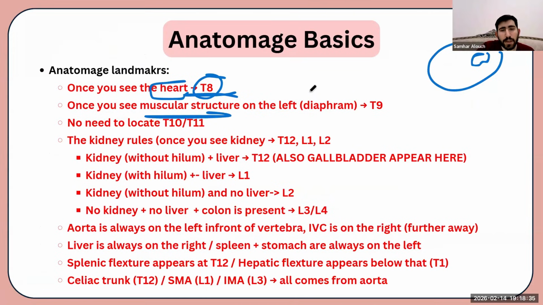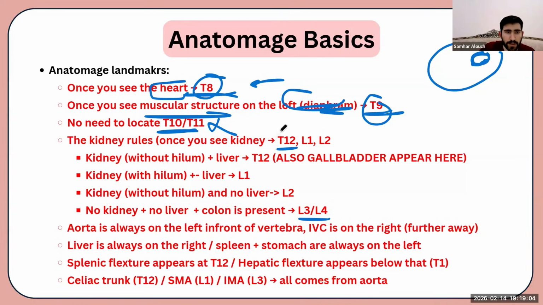Once you see a muscular structure on the left, like a big muscular structure, that's the diaphragm, okay? Because it's the only fully muscular structure on the left side in this region. That's the diaphragm, and that's T9. So if you see the heart, that's T8. If you see a big muscular structure, that's T9, okay? There is no need to locate T10 or T11. That's not usually asked, and there is no specific landmark. Now let's talk about T12 till L3, L4. You will have specific structures, okay?